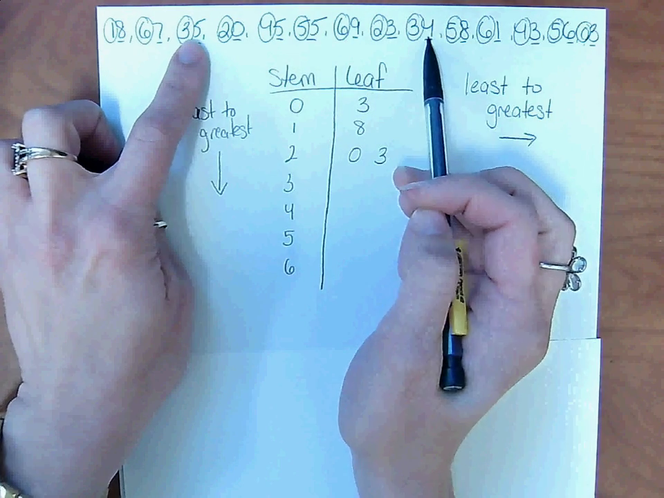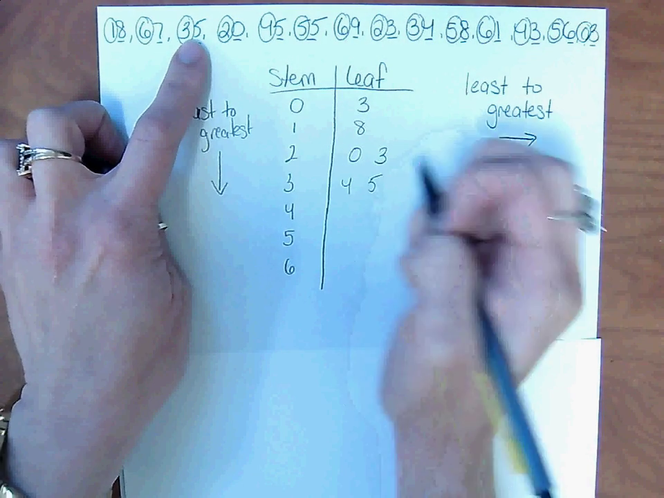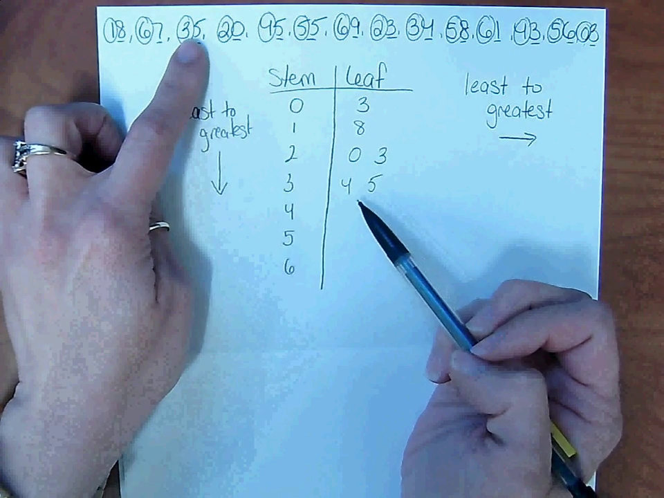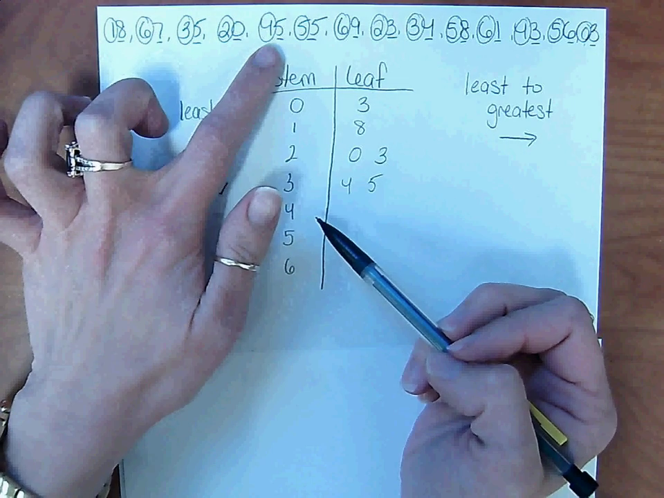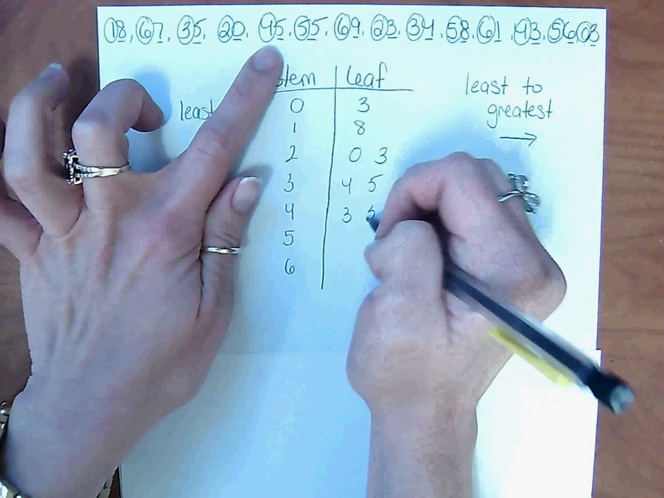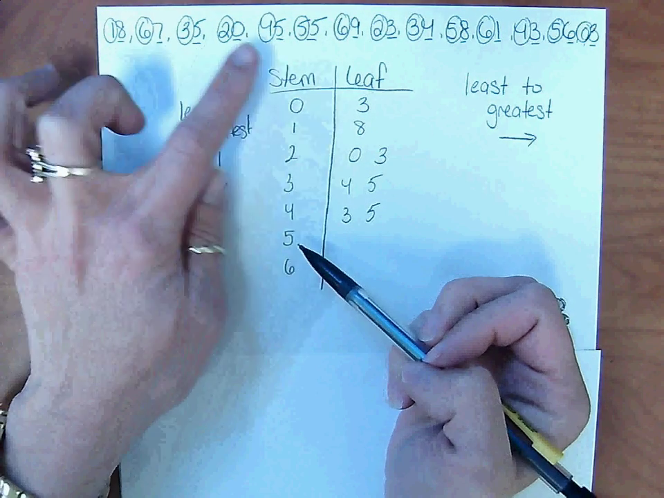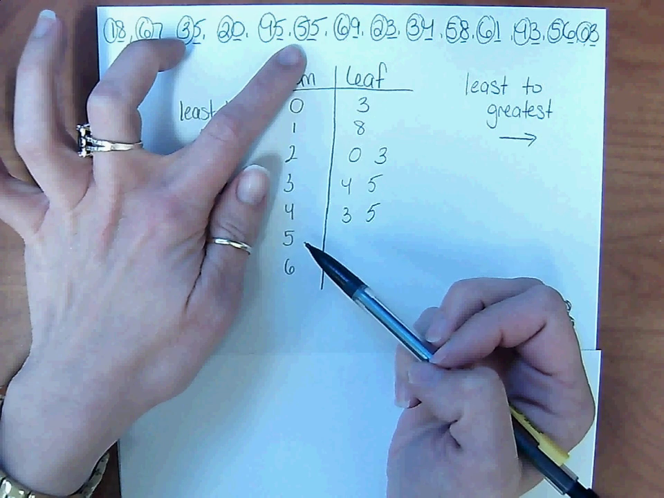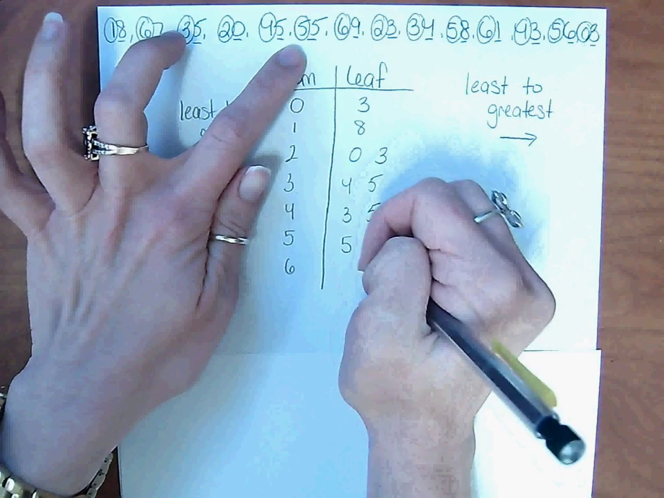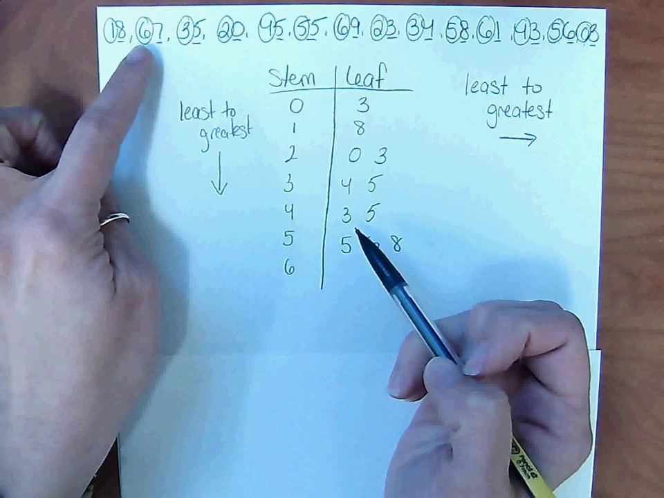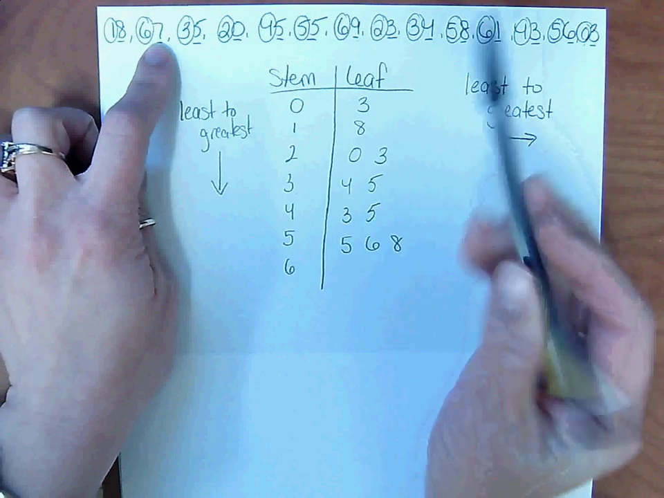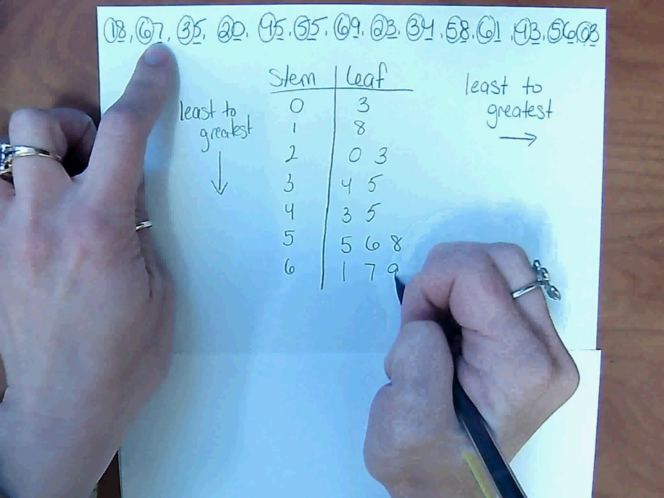So I got to put the 4 first. So 4, 5. Notice I'm not putting commas in between these leaves. No commas in a stem and leaf plot. Stem of 4 has a 5 and a 3. So 3 and 5. Stem of 5 has a leaf of 5 and 8 and 6. So 5, 6, 8. And then a stem of 6 has 7, 9, and 1. So 1, 7, and 9.